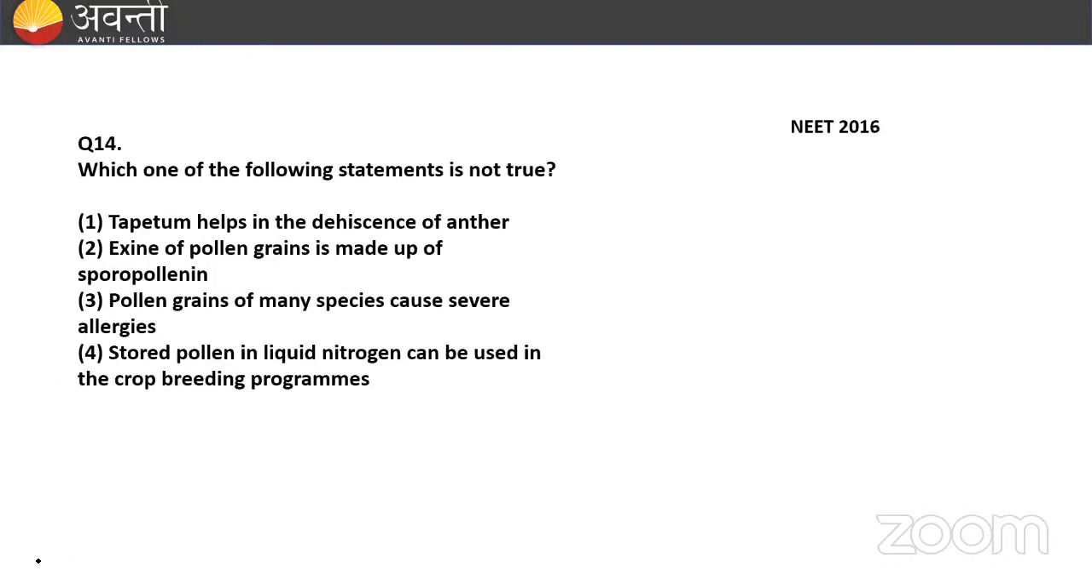Now moving to next question. Next question says, which one of the following statements is not true? Remember, they're asking which statement is incorrect or not true. Option 1 says tapetum helps in the dehiscence of anther. Option 2 says exine of pollen grain is made up of sporopollen. Option number 3 says pollen grains of many species cause severe allergies. Option number 4 says that stored pollen in liquid nitrogen can be used in the crop breeding programs. And this question came in NEET 2016.